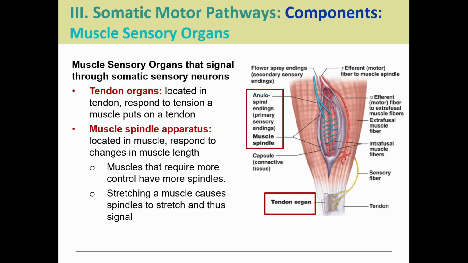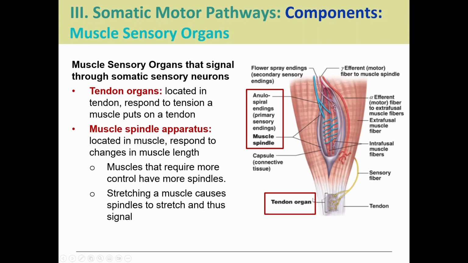So when we look at the somatic motor pathway, how do we sense where we are and what we're doing? We mentioned the Golgi tendon organ and the muscle spindle apparatus, or the muscle spindle receptors. Let's talk about them. The tendon organs we find in the tendon. They respond to and detect the tension that a muscle puts on a tendon. So how much is it pulling on that tendon?